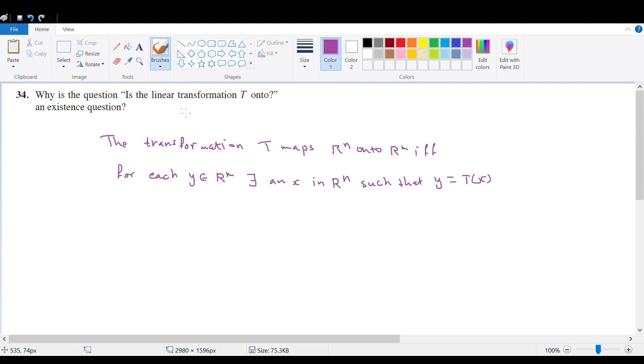This is an existence question because we are looking that for every y in Rm there should exist an x in Rn such that y is equal to Tx. So for every y there exists x such that y is equal to Tx.